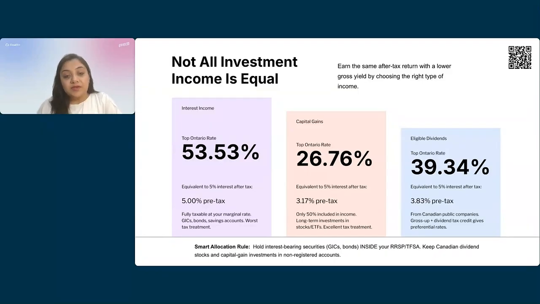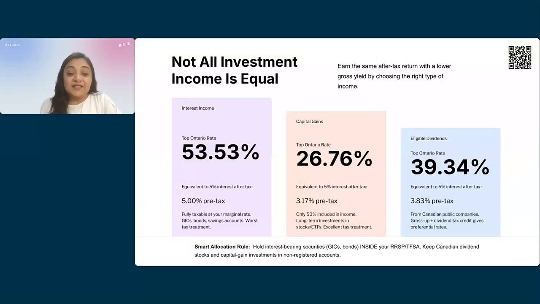So starting with interest income, think GICs, bonds, savings accounts. It's taxed just like your salary. So if you earn $10,000 in interest, you could end up paying around $5,300, which is 53.53% in taxes, and keeping only around $4,600 in your pocket. Now, that means you lose more than half of your income to taxes, which is why interest income is considered the least tax-efficient form of investment income. So basically, you do the work and CRA says, thanks, we'll take a big cut.